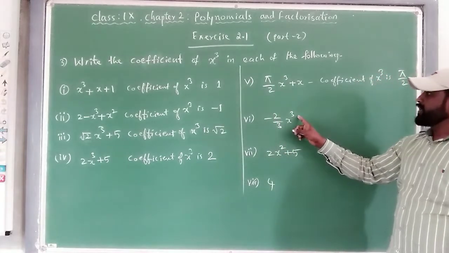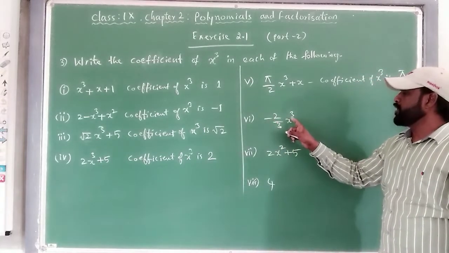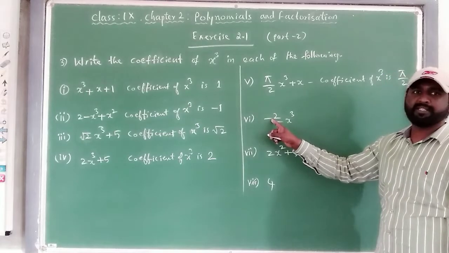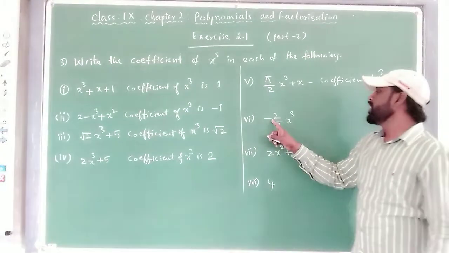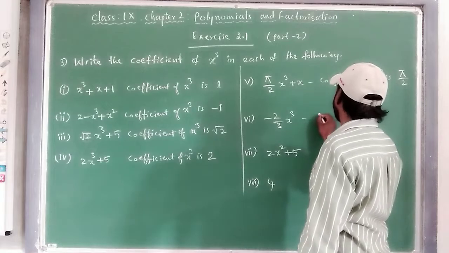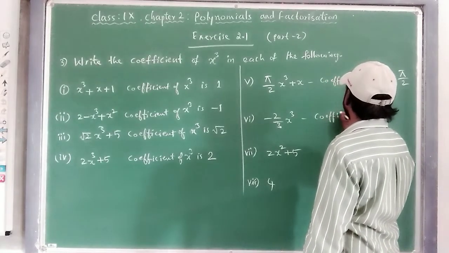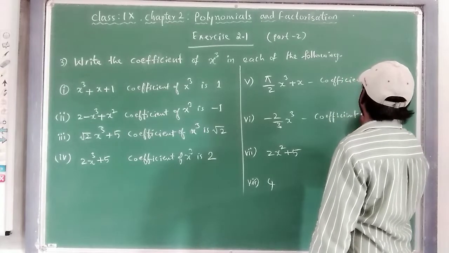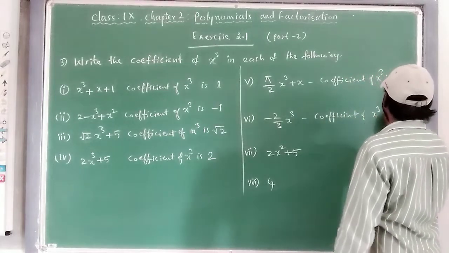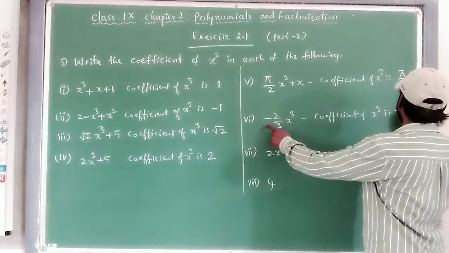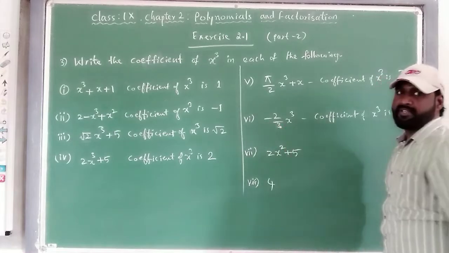Next one, you see: x cube minus 2 by 3 x cube. In front of the x cube, whatever is there, the total will become the coefficient. So the coefficient of x cube is, what is that? Minus 2 by 3. Along with the sign we need to write.